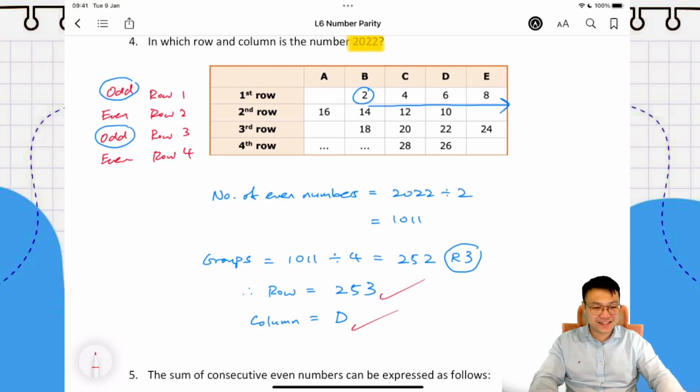Well done. Let's see who got it correct. I can see that Aiden found the column. Justin, you got it correct. Albert found the column. Who else? Yeah, I think that's it.